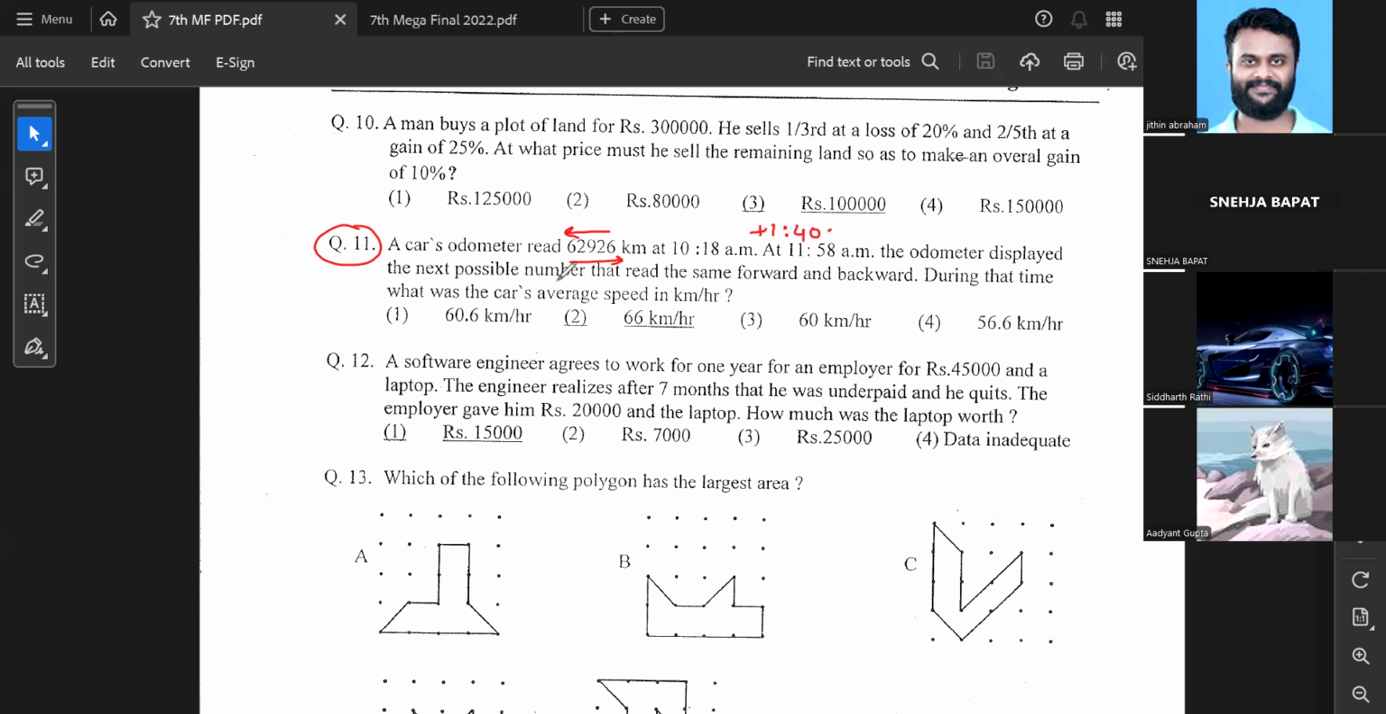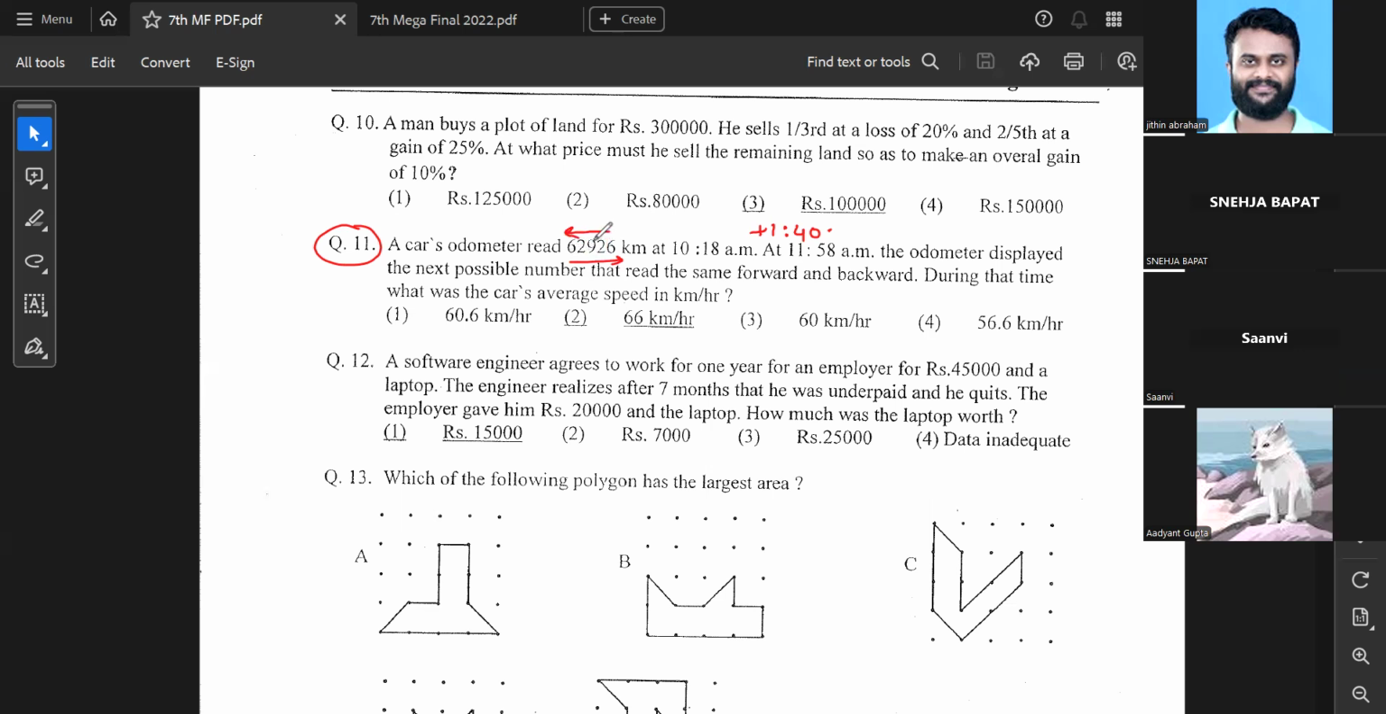The odometer displayed the next number that read the same forward and backwards. वापस ऐसे ही forward and backward, but वो next number होना चाहिए, not this number. So बीच वाले number को तो change करना ही पड़ेगा because see, if you change this number, you get 63036. Absolutely. So you cannot think of changing the last number because you'll have to change the first number as well. You cannot think of changing this because you'll have to change the second number.